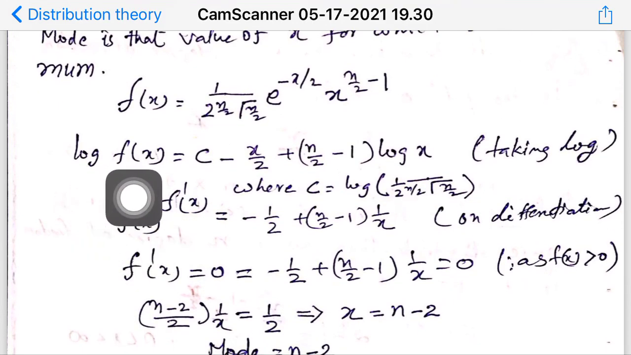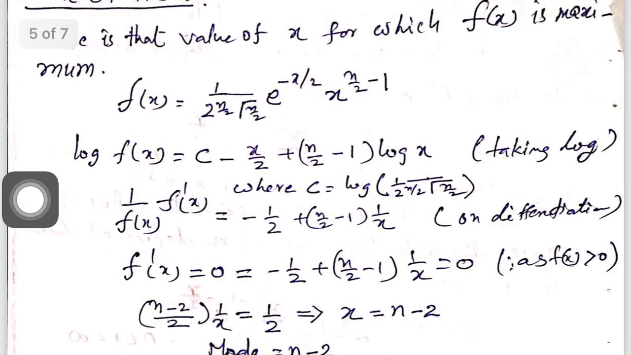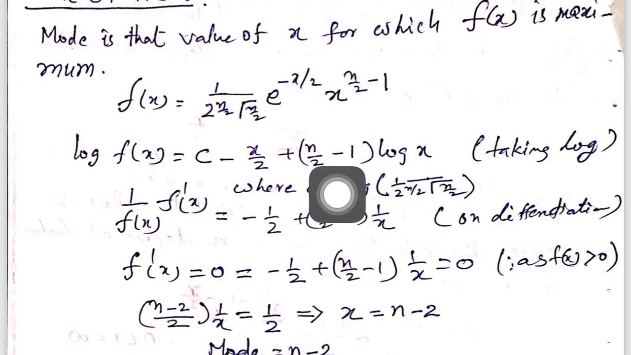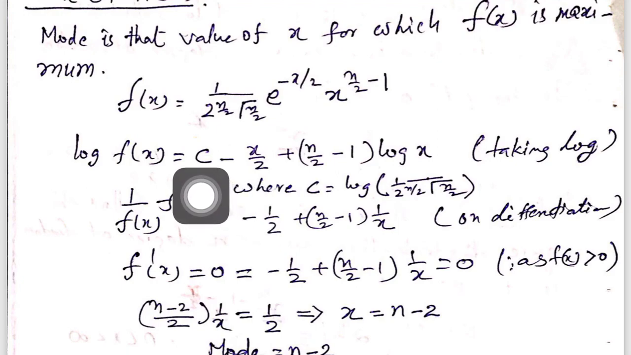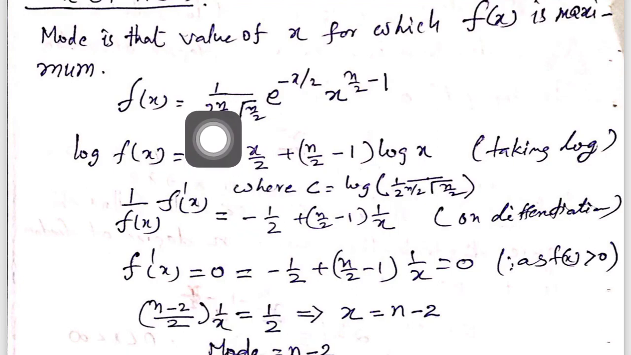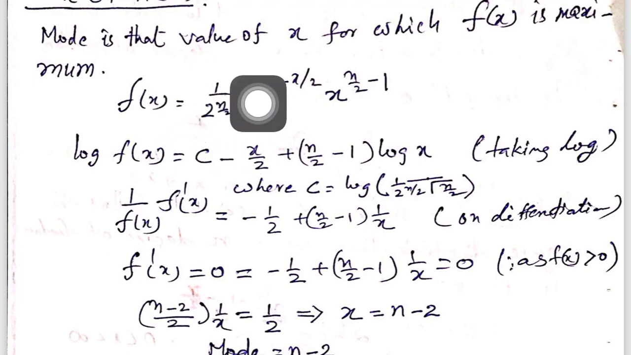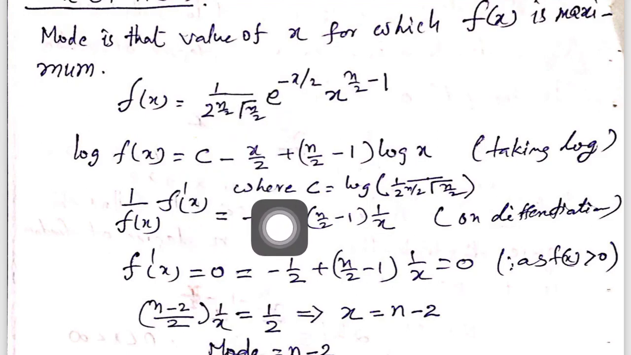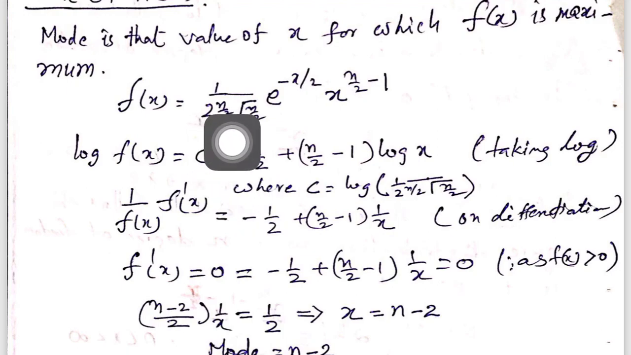Now you take the logarithm on both sides. That is equal to c minus x by 2 plus n by 2 minus 1 log x. What is c? C is the constant. That is, you have a constant 1 by 2 to the power of n by 2 and gamma n by 2. You take all these things as a constant, and that constant is taken as c.